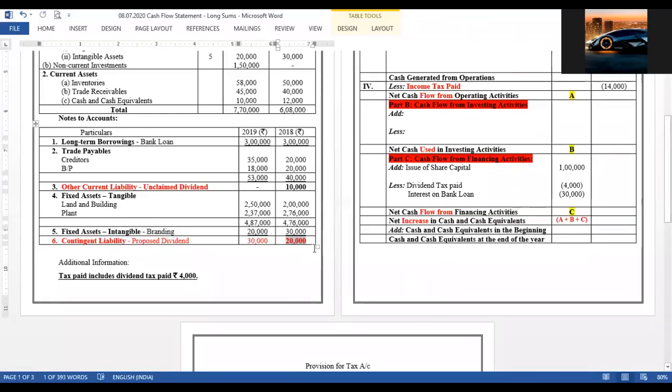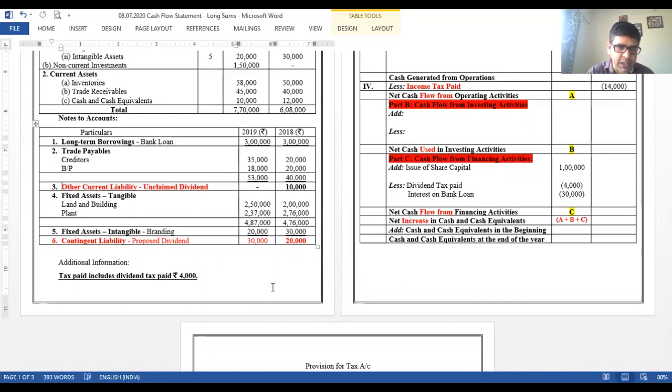But when we just have a look at this amount, that is unclaimed dividend, right? Unclaimed dividend can be seen as it was 10,000 earlier and now it is not there. What does this reduction in unclaimed dividend refer to? It would be paid in the year. Yes. So now we can see that it's very, very easy basically.